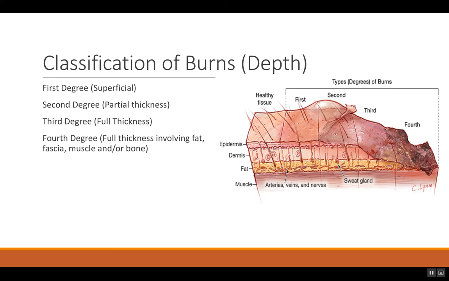With your fourth degree, there's going to be prolonged exposure. A lot of times you see this with the high voltage electrical type of burns.